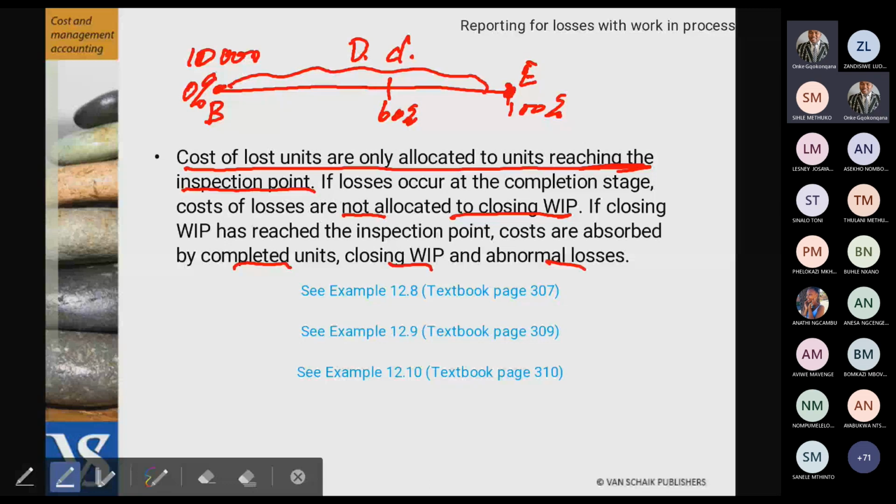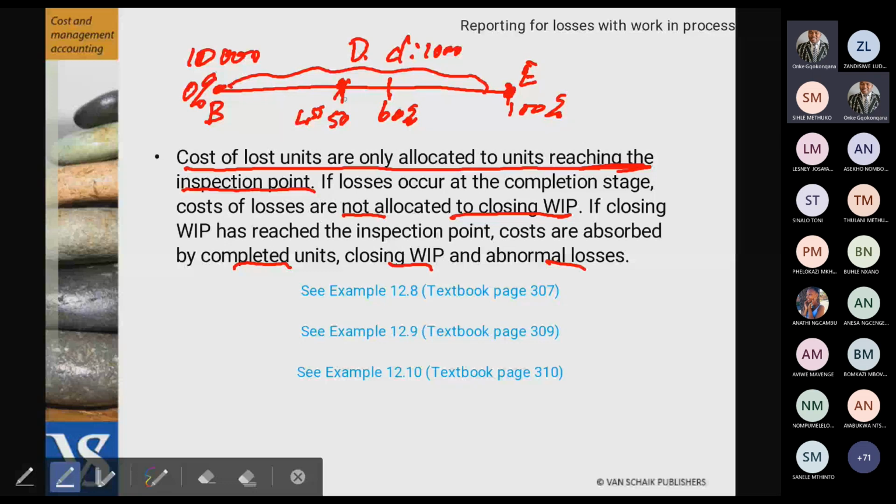This simply means that if our inspection point is 50%, we inspect the loss here, and your closing work in process is sitting at 60%. So that's the indication that we started at 0%, we took 10,000 units. Let's say your closing units are 1,000 units. By the time we were at 50% with our production, the total units that we had were still 10,000 units, because we only drop 1,000 units at 60%.